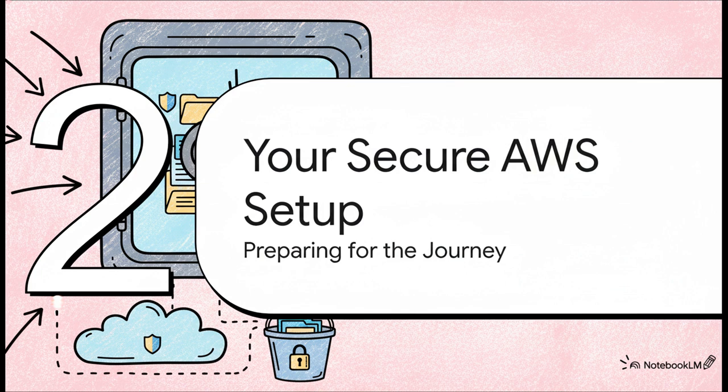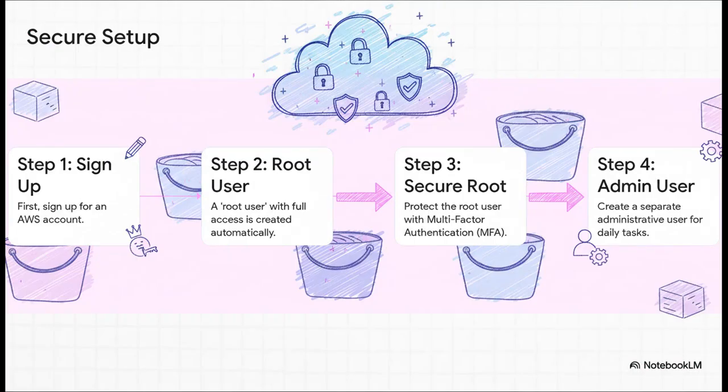Okay, now that we've got the lingo down, let's talk about getting set up the right way. Before we even think about creating a bucket, we have to make sure our account is locked down tight. Because in the cloud, security is job number one, always. So when you first sign up for AWS, they give you this thing called a root user. You've got to think of this account as having the keys to the entire kingdom. It can do literally anything.